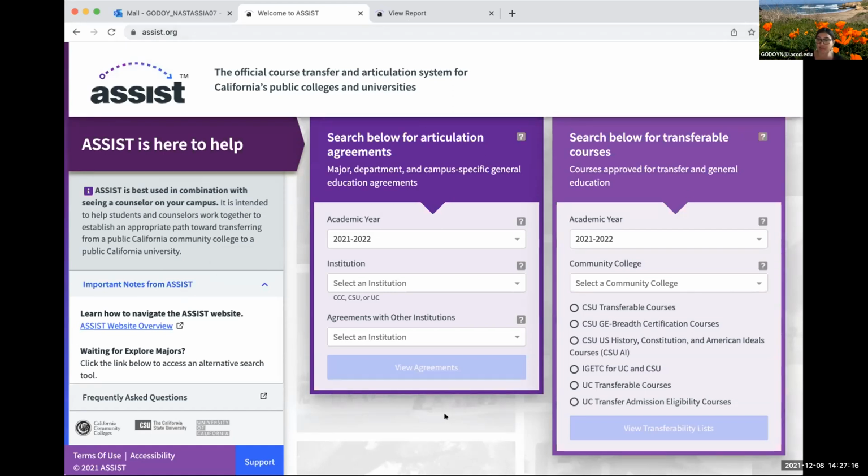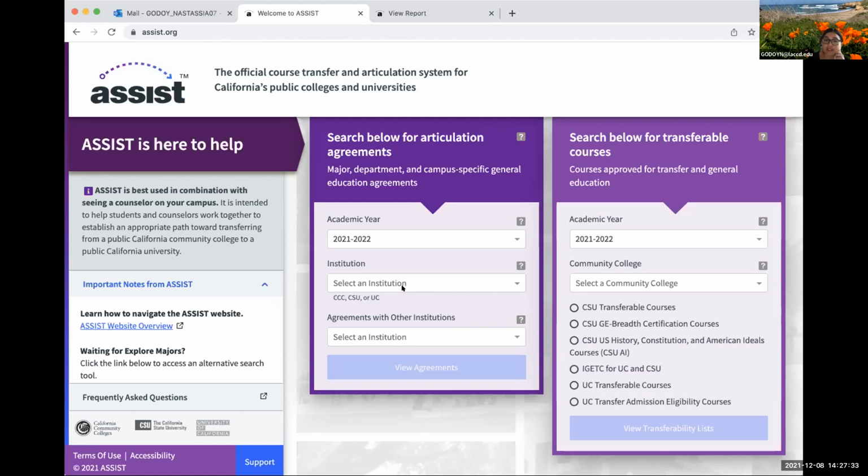Good, I'm on the homepage of assist.org. Then what's the next step that I do now? What do I have to click first? I want to make sure we all know this because a lot of you did put Cal States and UC, so we need to know how to use this website, and you're going to need it for your project.